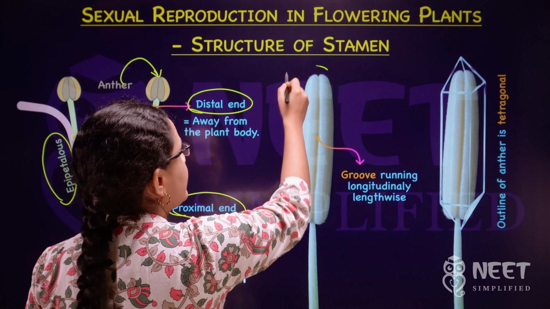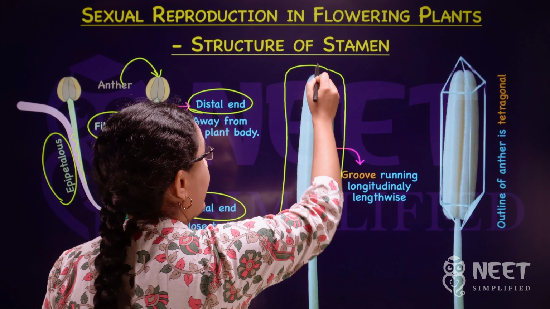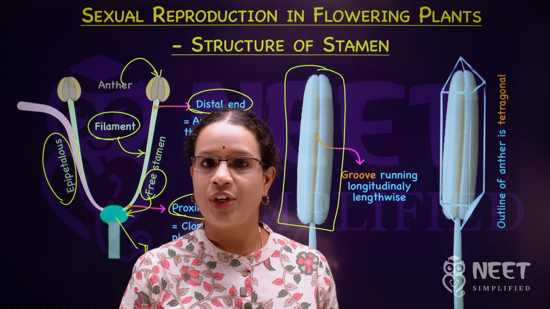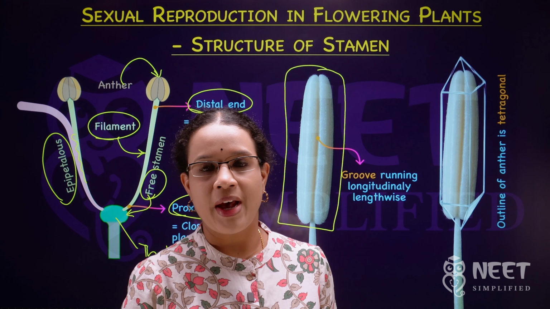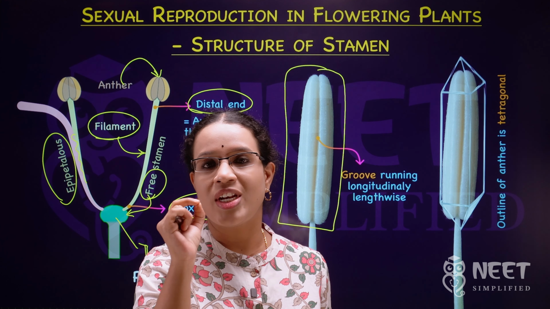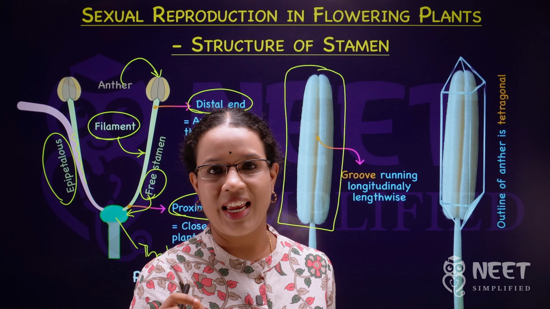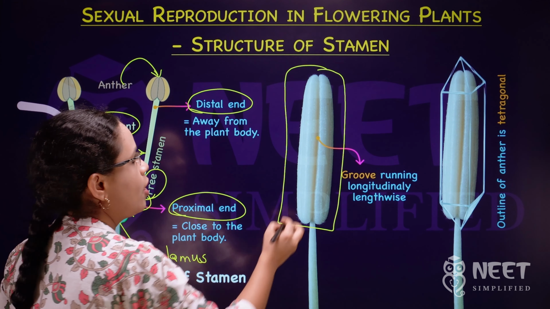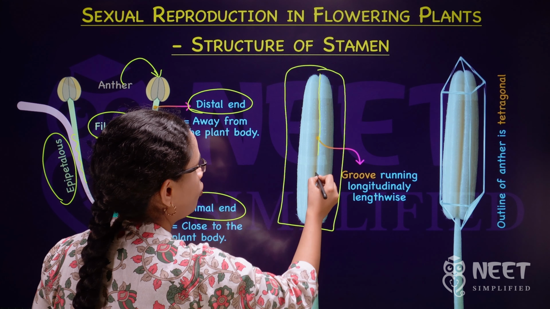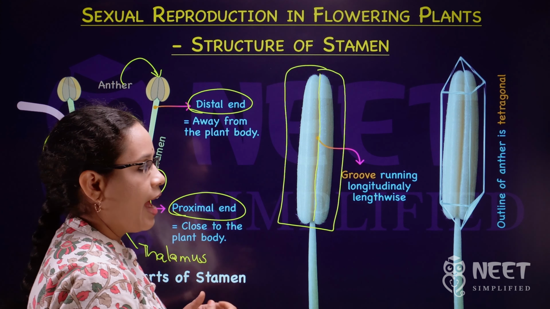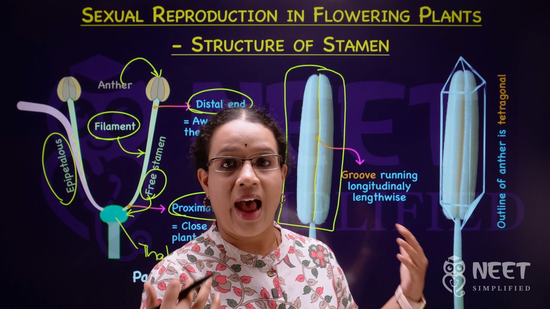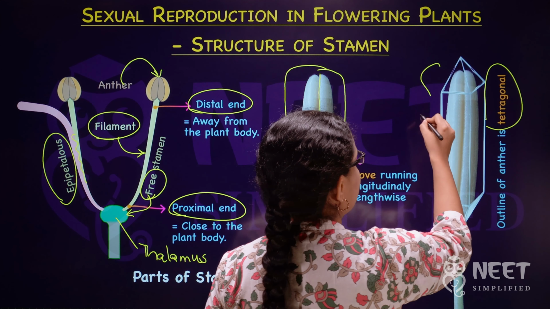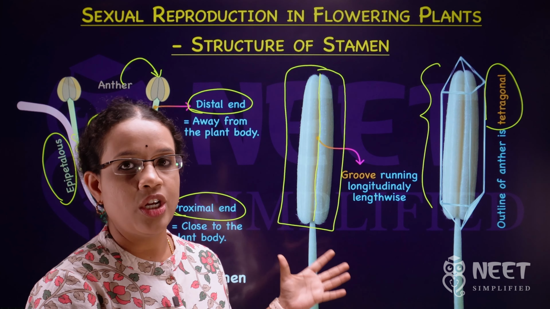Now, as you can see the microscope image, and as we always tell you, this is the only NEET zone where we get you the images captured through the microscope, so that you get each and every detail of what you are studying in your textbook through the diagrams. So this is how the anther looks under the microscope, with a longitudinal groove running lengthwise, and the outline of this anther is going to be tetragonal in structure. So as you can see, this is what our tetragonal structure looks like.